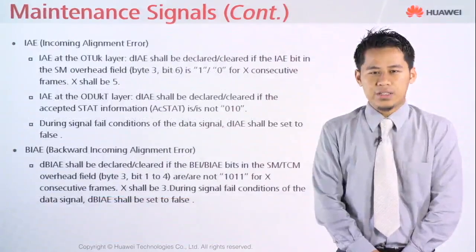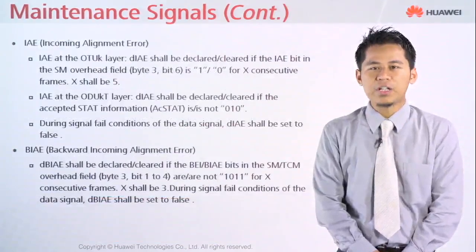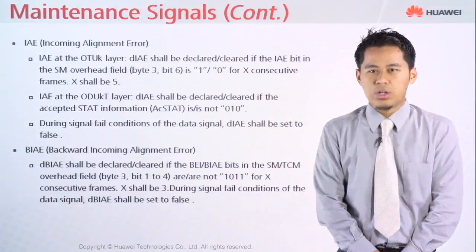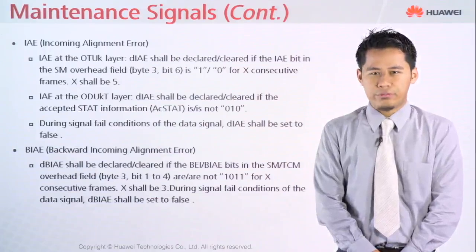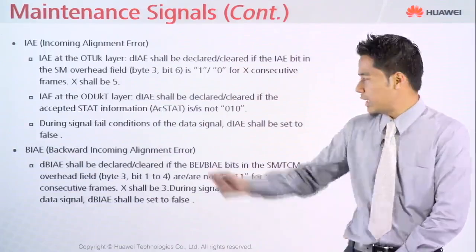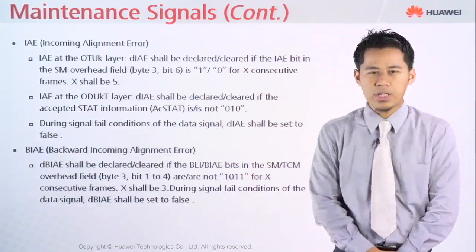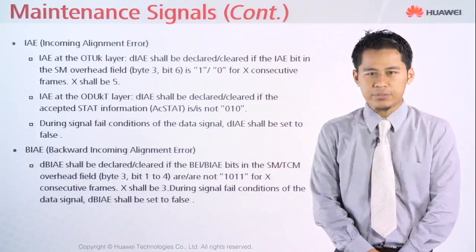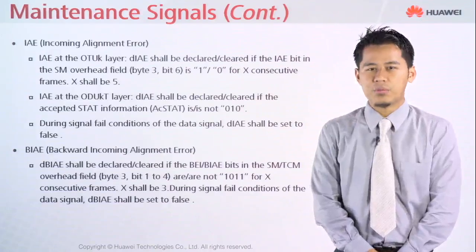Incoming alignment error. This is the byte that is involved at the OTUk and ODUk level. With this byte, they will know what the problem with your frames is. There's another one, we call it BIAE, for backward incoming alignment error. So if you have a problem with your frames, this alarm will probably occur.